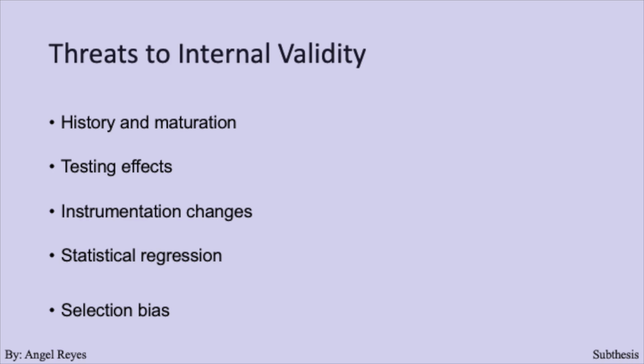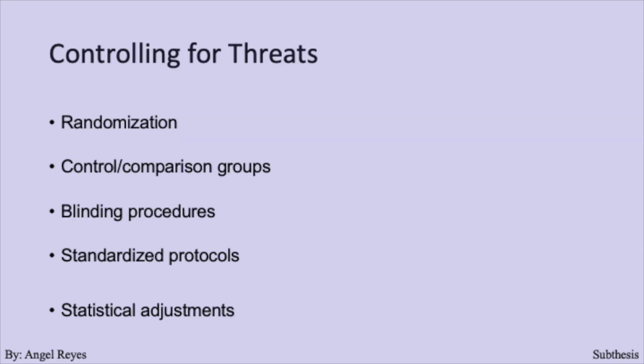Instrumentation changes occur when measurement tools or procedures shift during the study. Statistical regression to the mean can create the illusion of improvement in groups selected for extreme scores. Selection bias emerges when comparison groups differ systematically at baseline. Understanding these threats helps researchers design studies that minimize their impact and helps consumers of research critically evaluate whether findings truly represent causal relationships or merely reflect methodological weaknesses.